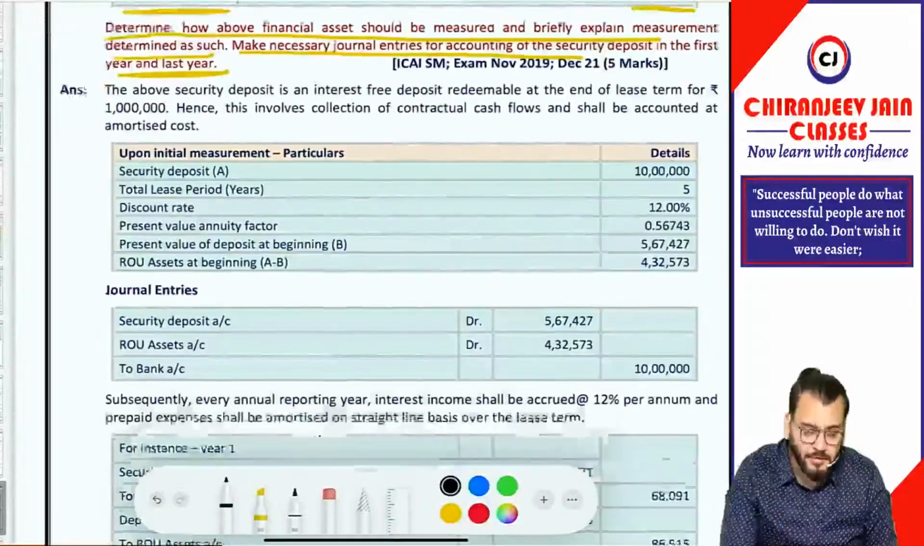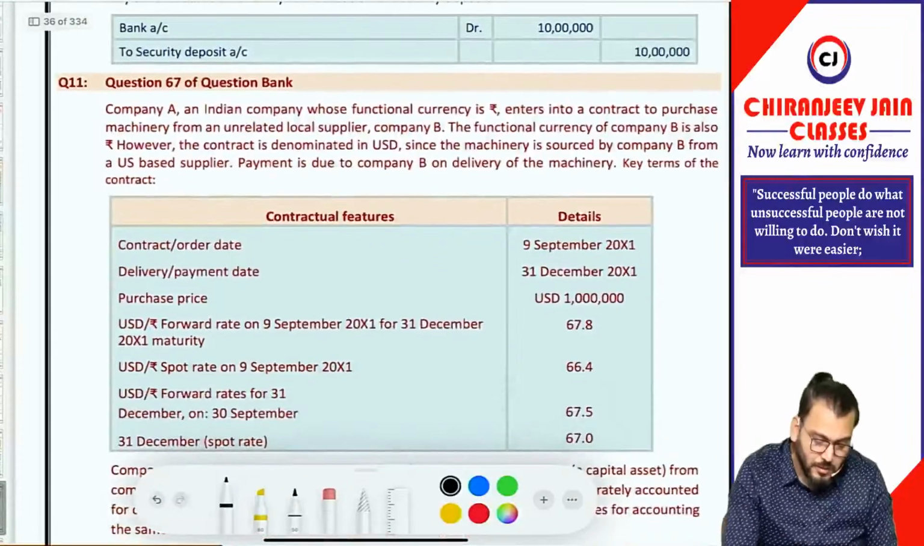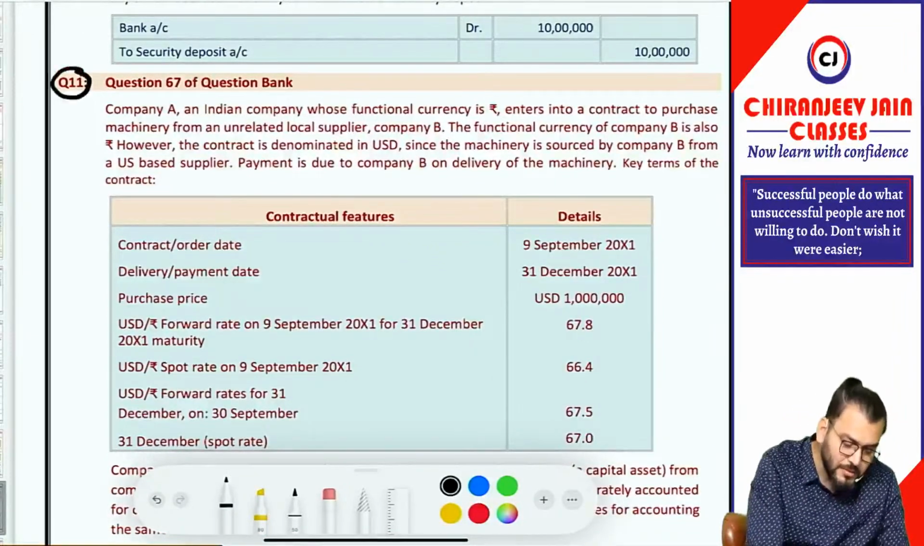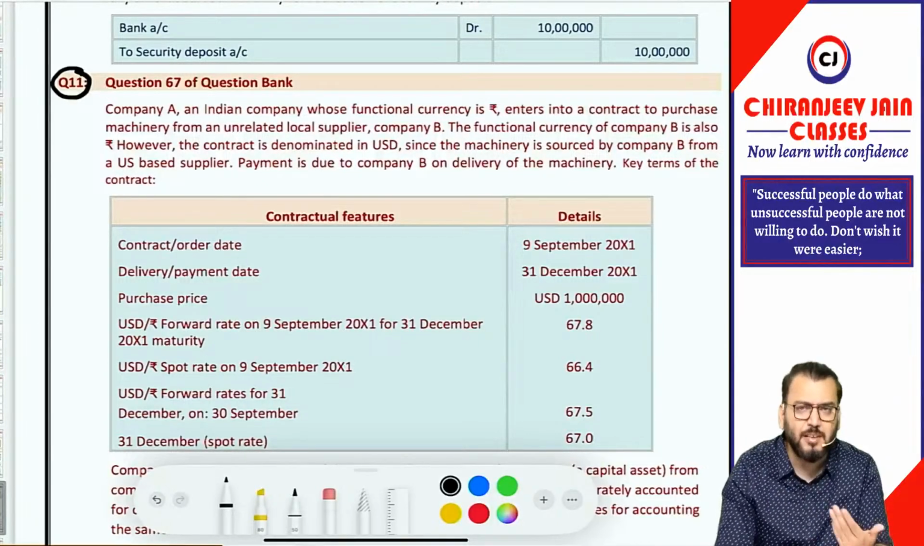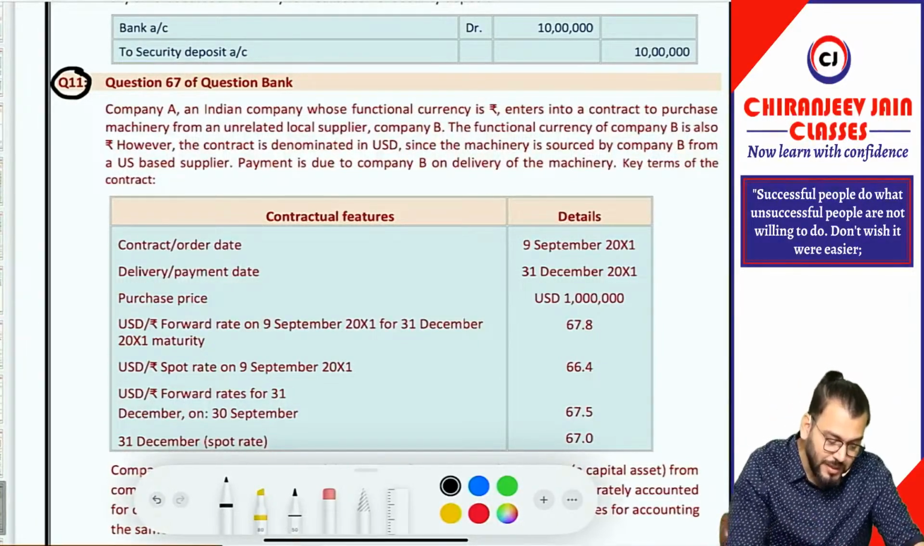Then we have already done that in the last video. Come to this question 11. This is also a question of embedded derivative. What is this question? Let me explain from this question only what they have said.